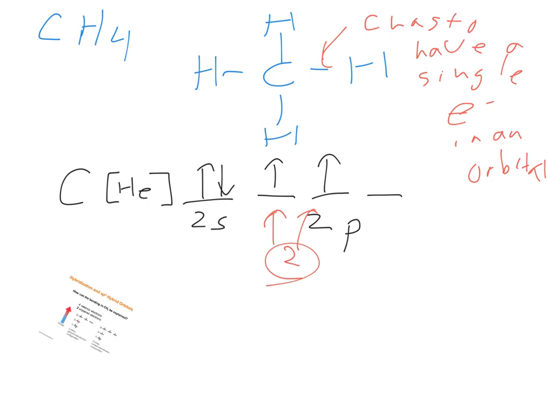When confronted with a puzzle like this, what is a chemist going to do? Make something up! We're going to make up a new theory, right? And our new theory is orbital hybridization.